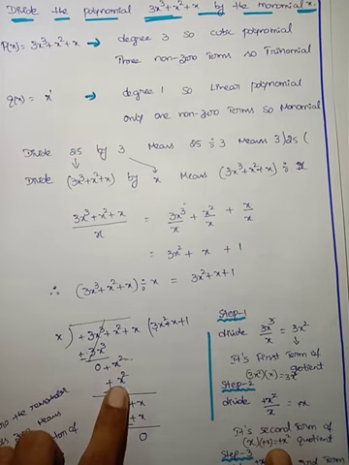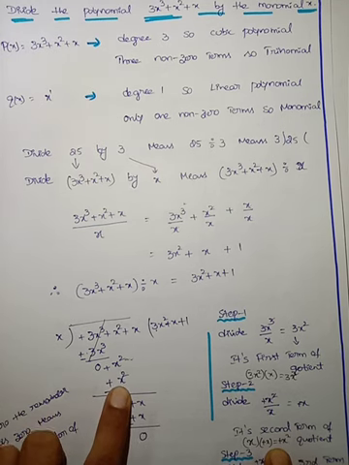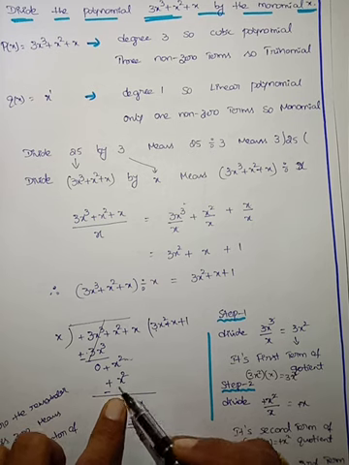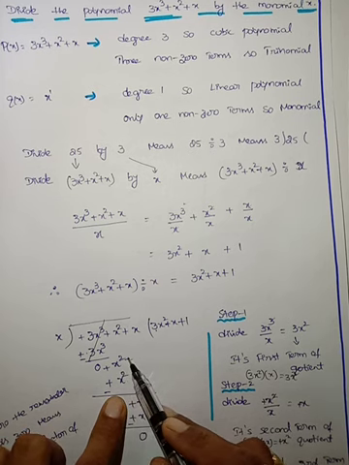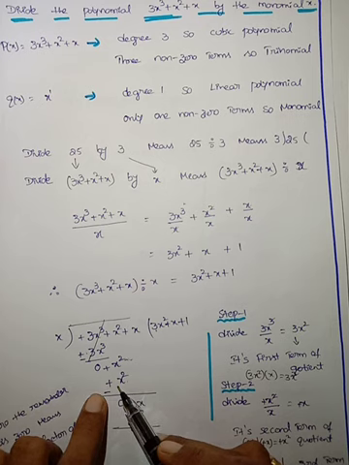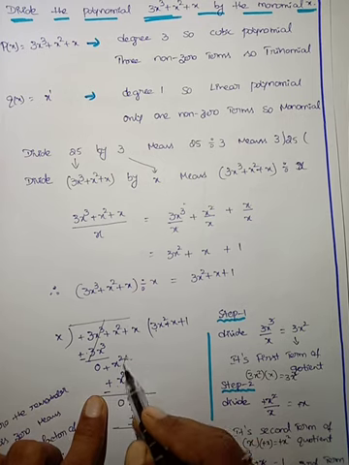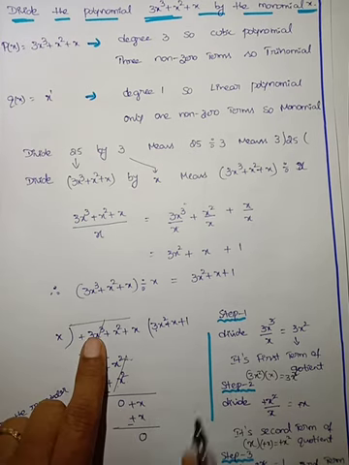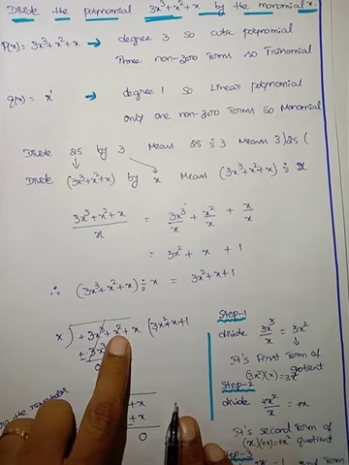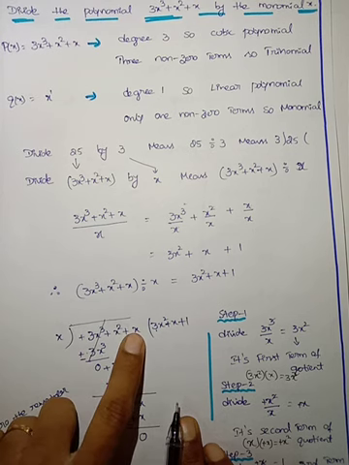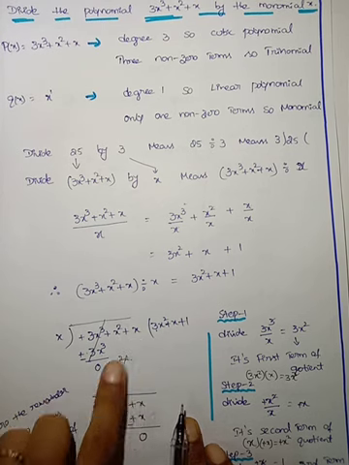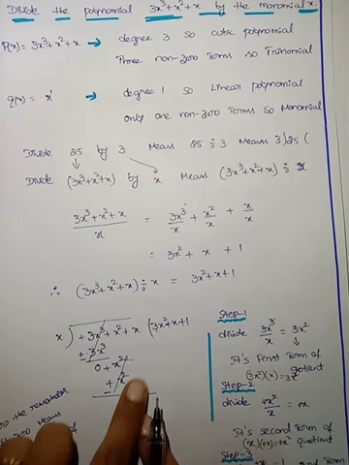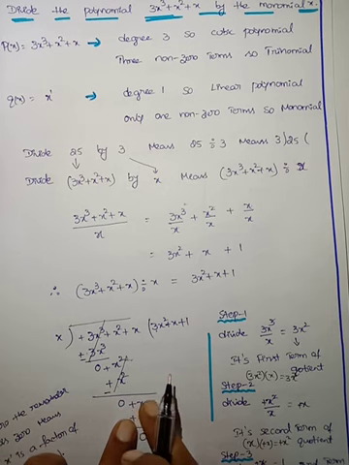Write it under this term. You have to subtract these two. Plus x square: subtract means plus is changed to minus. Both are cancelled. This term is already completed, and this term is also completed. Now take this term, plus x. Next, this is the dividend.